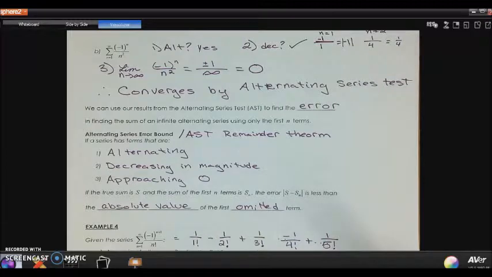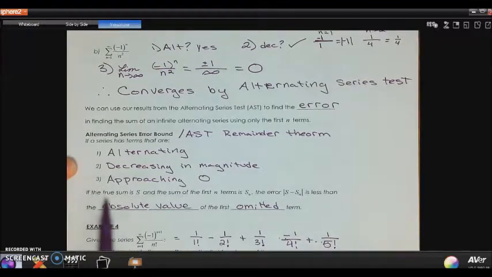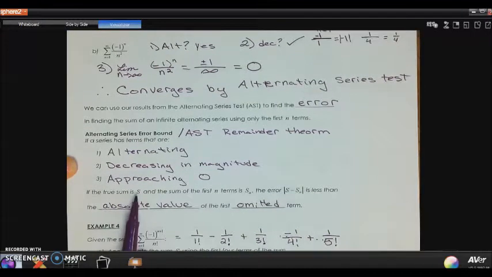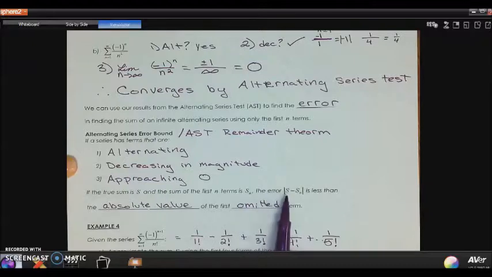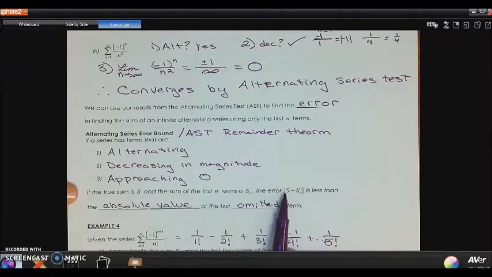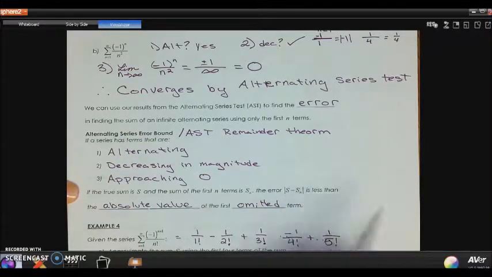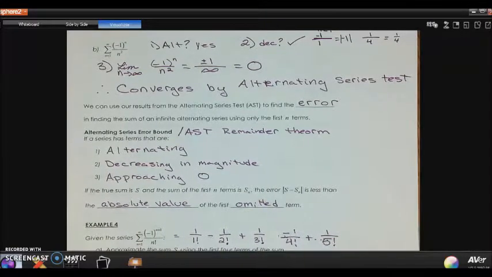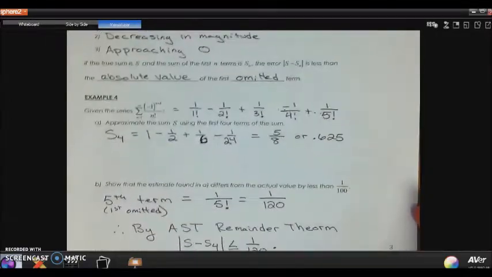This is where students get a little bit confused. So if the true sum, the dead-on exact accurate sum, and the sum of the first n terms is S sub n, then the error is whatever the true sum is minus the sum of the ones that you can add up. And we say that error is less than the absolute value of the first omitted term. Basically, these show up in the multiple choice section on the AP exam.